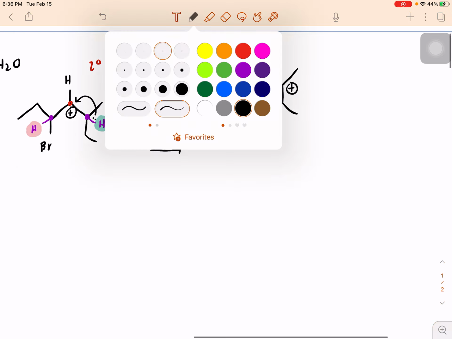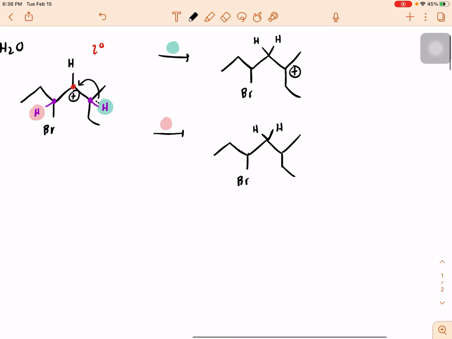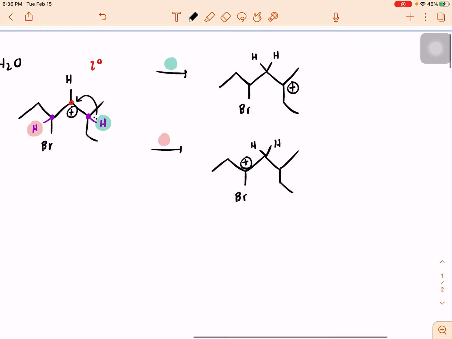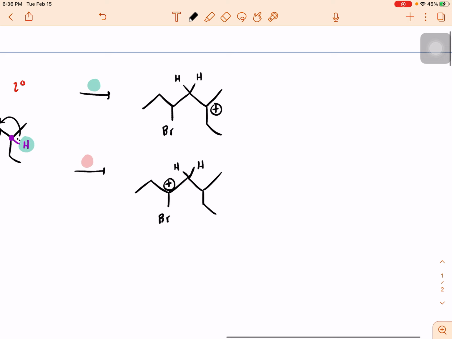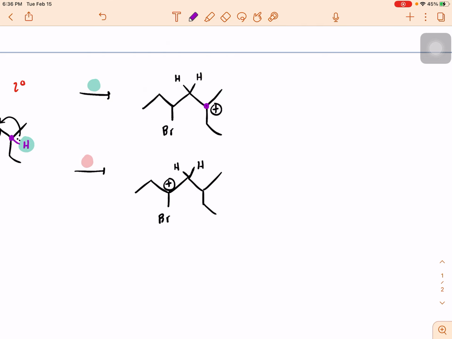So now we're going to draw the new molecule for the other hydrogen. So we get this. Okay, bromine, hydrogen, hydrogen. Okay, cool. And this is our carbocation for this one. So now we have two carbocation options, and we know that they're both tertiary because they have three non-hydrogen substituents.